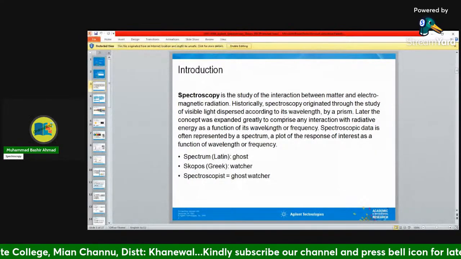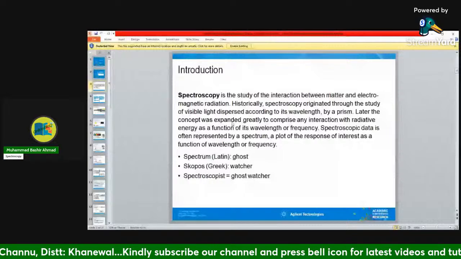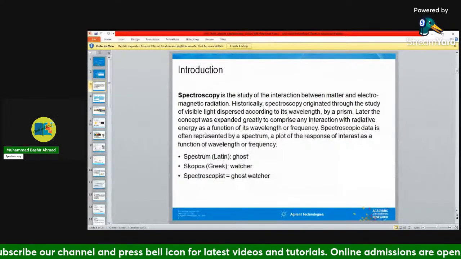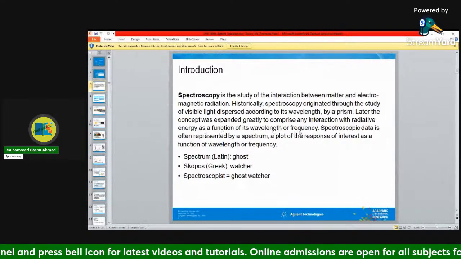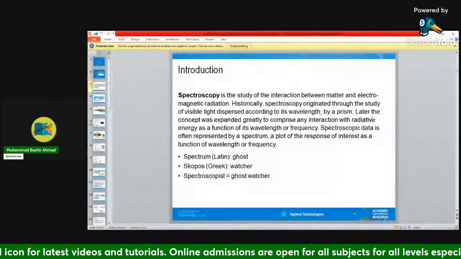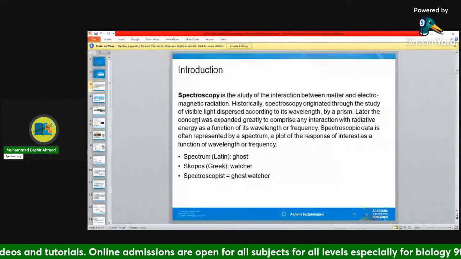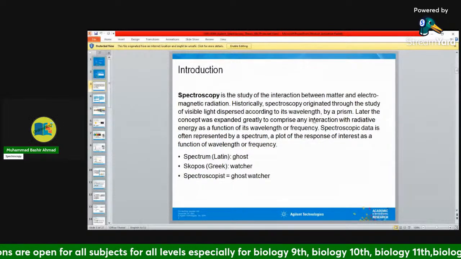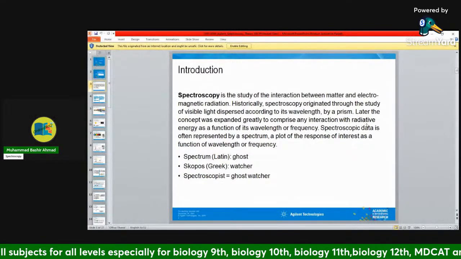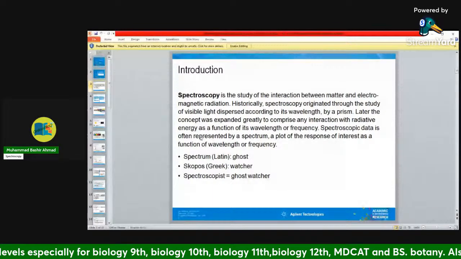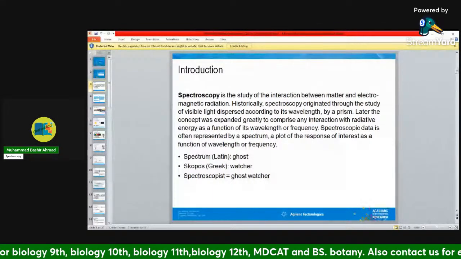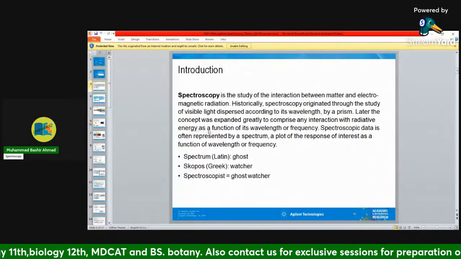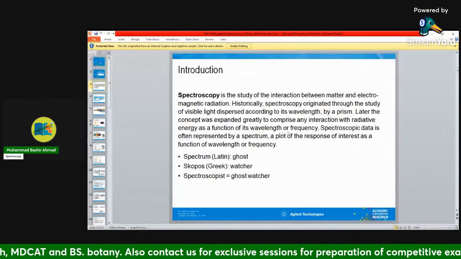Later, the concept was expanded greatly to comprise any interaction with radiative energy as a function of its wavelength or frequency. So, what happened later? The concept of spectroscopy was expanded greatly to comprise any interaction with radiative energy, meaning electromagnetic radiation, as a function of its wavelength or frequency.